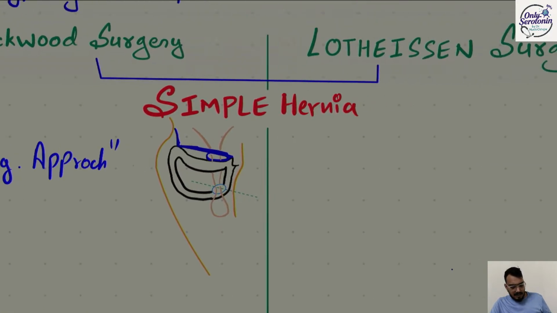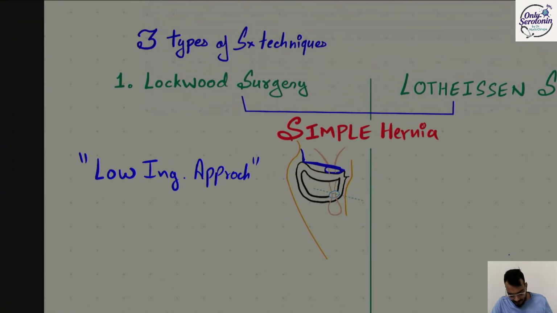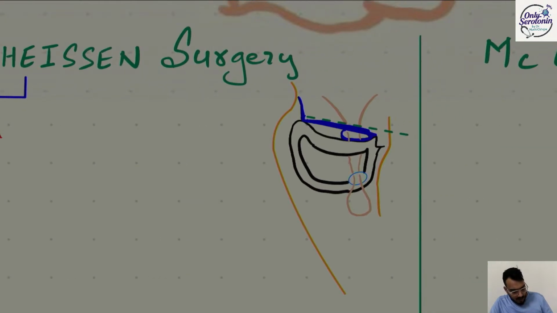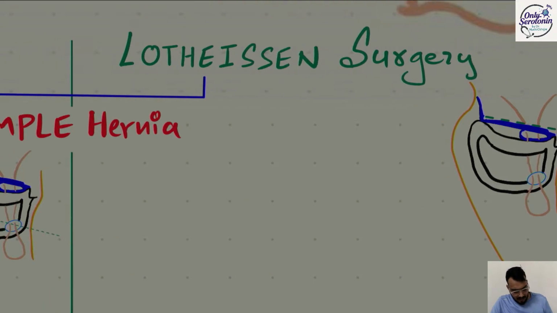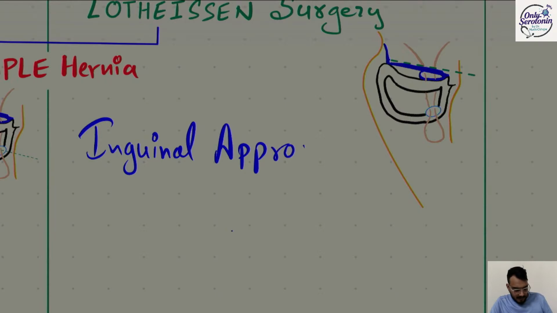What is the low inguinal approach, guys? In this, we are going to give a horizontal cut below the inguinal ligament. That's why we call it the low or below inguinal approach. Okay, then we have the Lothinson surgery. In Lothinson's surgery, you are going to have a cut on your inguinal ligament, just on the inguinal ligament. This kind of approach is known as the inguinal approach.